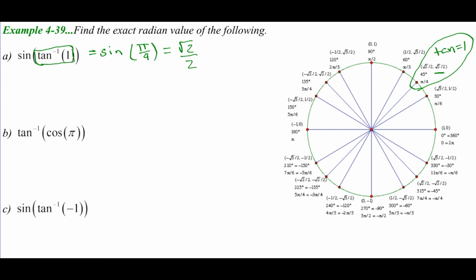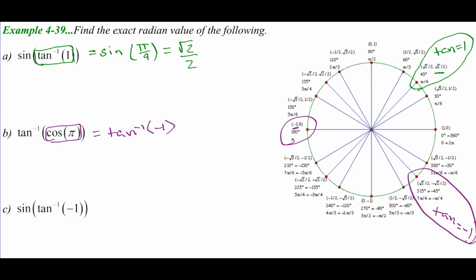So if we look at the second one, we're doing inverse tangent of cosine of pi. So again, let's do this first. Cosine of pi. So here's pi. I want my cosine value, which is the x-coordinate, so negative 1. So then this becomes inverse tangent of negative 1. So always do the inside part first. Then I want to think, where's my tangent value negative 1? So that happens down here. So my tangent value is negative 1 at this radian value, which is negative pi over 4.